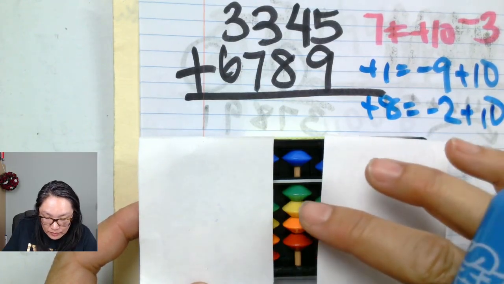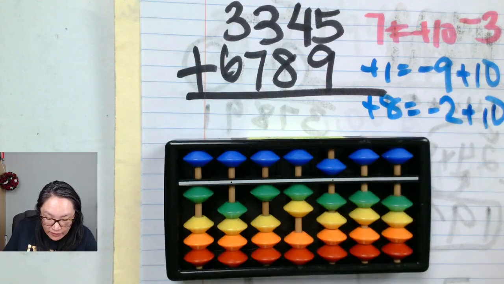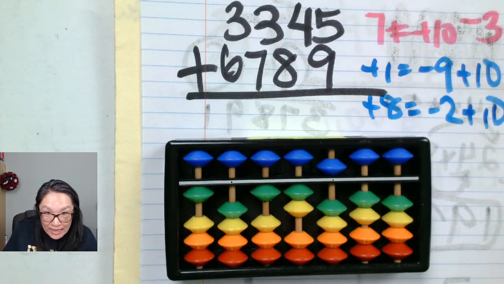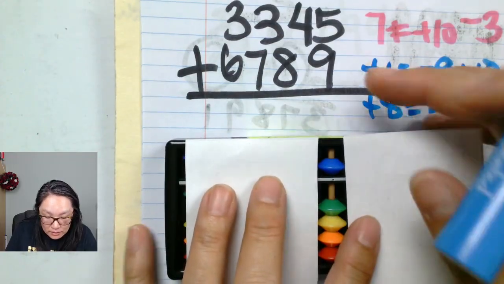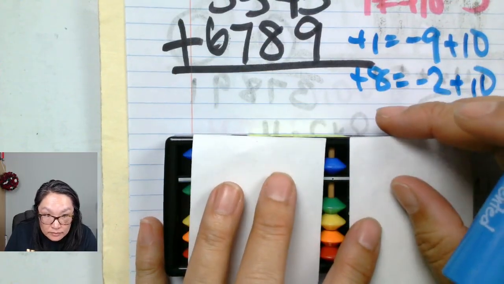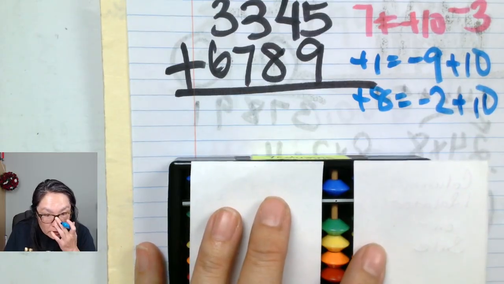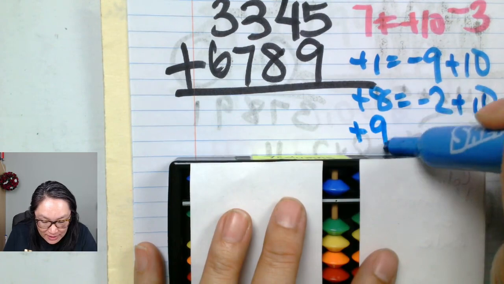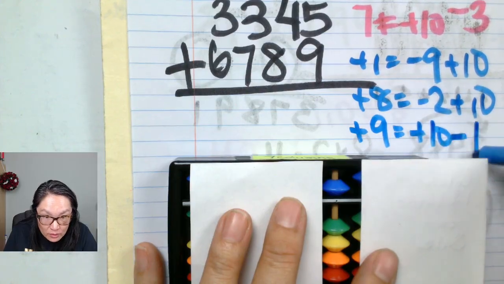Yes, minus the 2, and then plus the 10. My final one is what? 9. Yep, 9. I want to add 9. How do I add the 9? Not add the 4. Focus on the problem, right? The first thing we need to know is we want to plus the 9. Plus the 9 is what? Plus the 10 minus the 1.